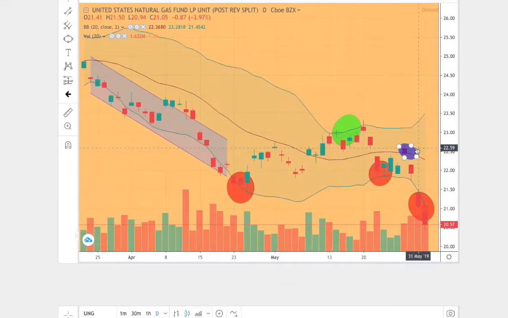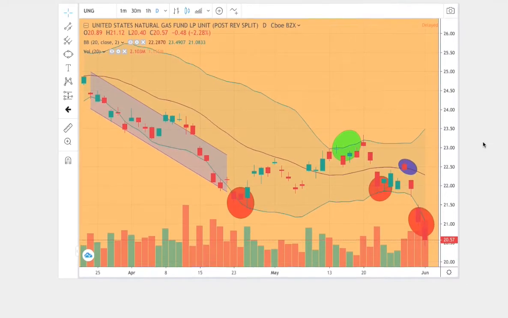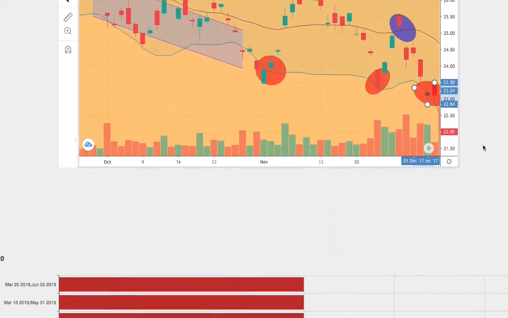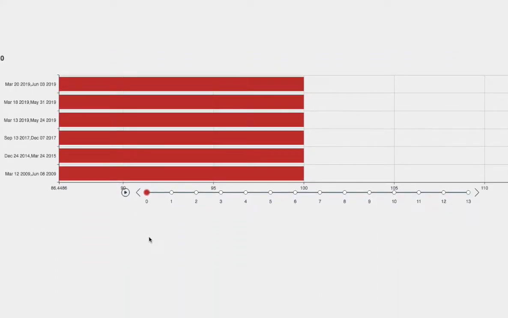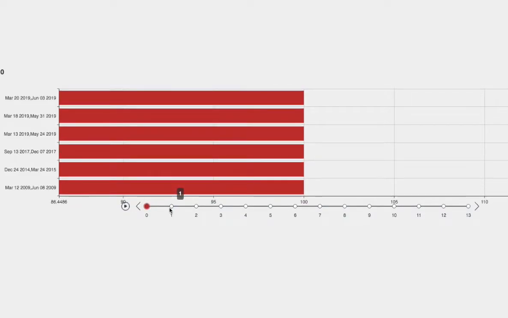So what we have here is 1, 2, 3, 4, 5, 6 points, and 1, 2, 3, 4, 5, 6 points. So there's reason to believe if the points and trends are similar, the outcome would also be similar. So let's head to the forecast model. So again, the trend we took a look at was September 13, 2017 to December 7, 2017.